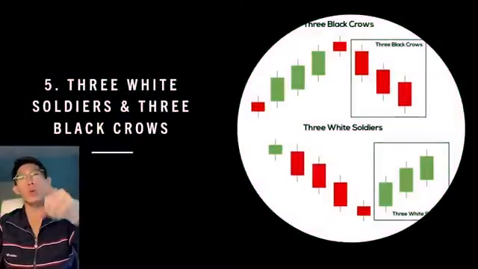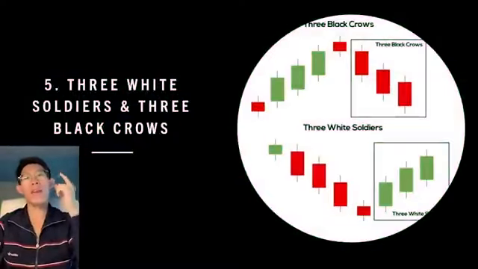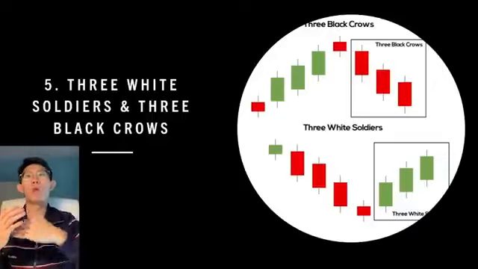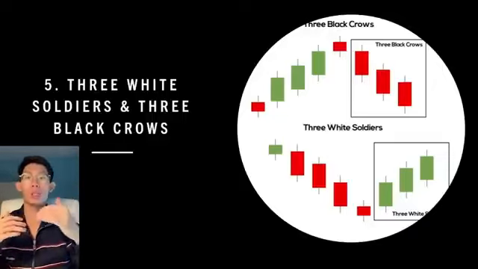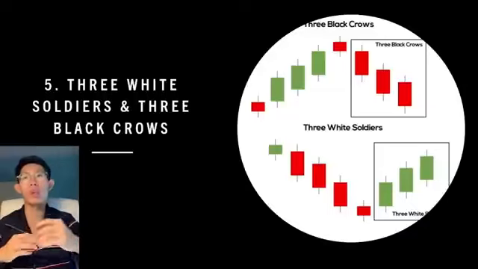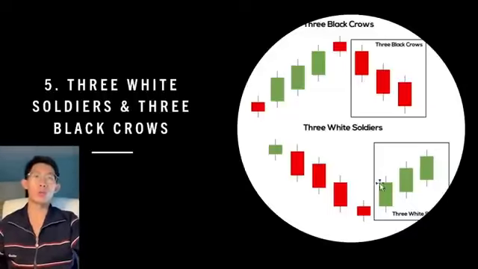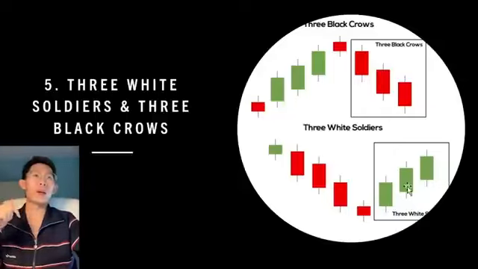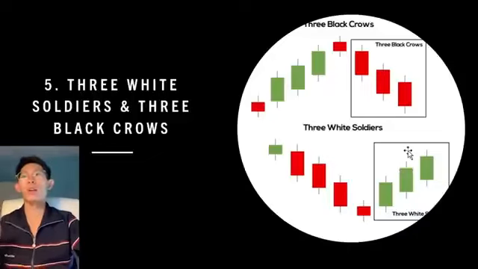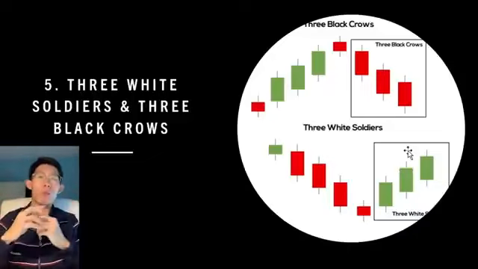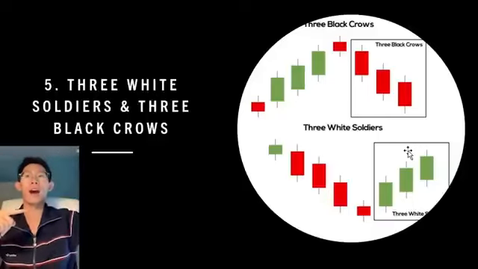Last but not least, we have the 3 white soldiers and the 3 black crows. The 3 white soldiers is a bullish reversal pattern that consists of 3 consecutive green bodies, each with a higher close. So you can see how over here, the 3 white soldiers, each one closes at a higher price compared to the previous one, right? You see this one closes higher than this one. This one closes higher than this one.